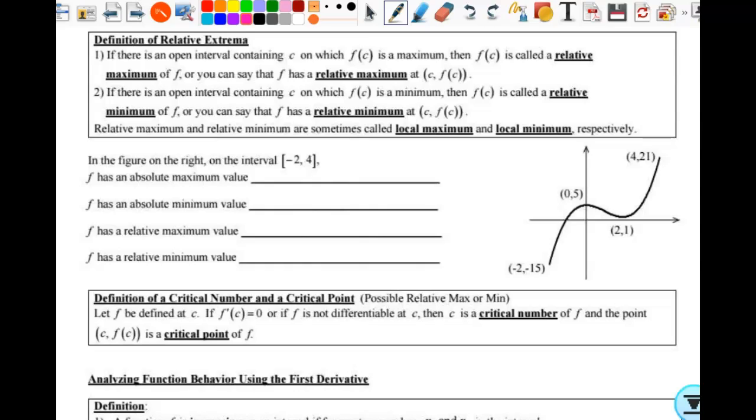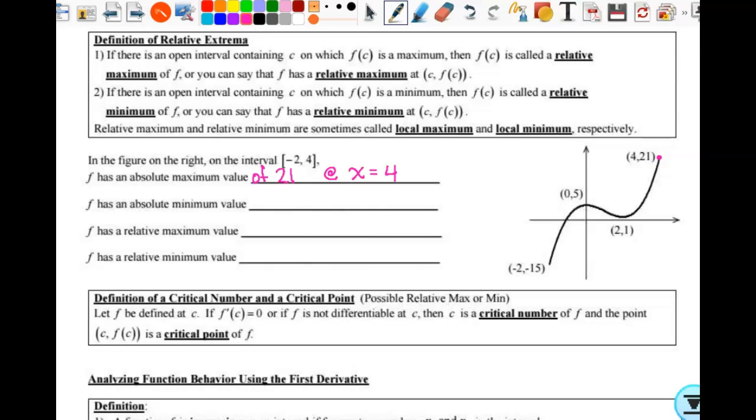All right, so let's look at our picture here. We'll go through these. This is just wordy stuff about maximums. So in the figure at the right, we're on this interval from -2 to 4. Okay? So f has an absolute maximum value. My absolute maximum, that is the overall maximum value, right? This is my overall maximum right here. What's the maximum value? That's the point. So which one of those is the value? 21. Good. So it has the maximum value of 21 at x equals 4.